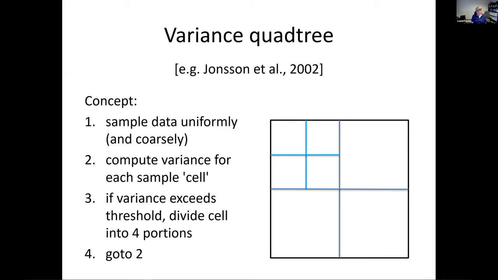And if the variance is higher than what you would want, then you divide it up again, and you divide it up again until you've turned your interferogram into essentially a series of smaller and smaller boxes, with the smallest boxes being where the most variation happens in your data. That's the idea.